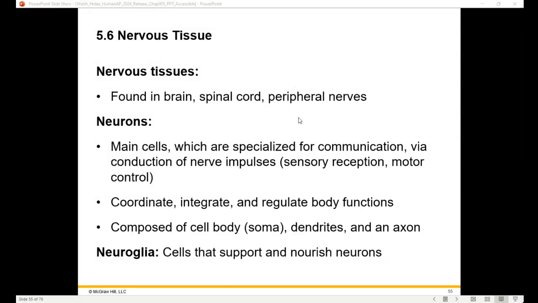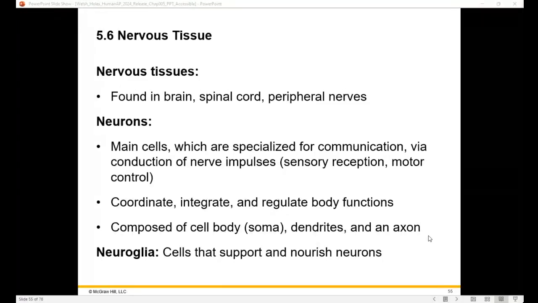And last, we have nervous tissue. It's found in the brain, the spinal cord, and peripheral nerves. The cells are called neurons. They're the main cells, and they're specialized for communication via conduction of nerve impulses. So sensory reception and motor control are some of the main functions. The neurons coordinate, integrate, and regulate body functions. Neurons are composed of a cell body, which we call a soma, and dendrites, and an axon.